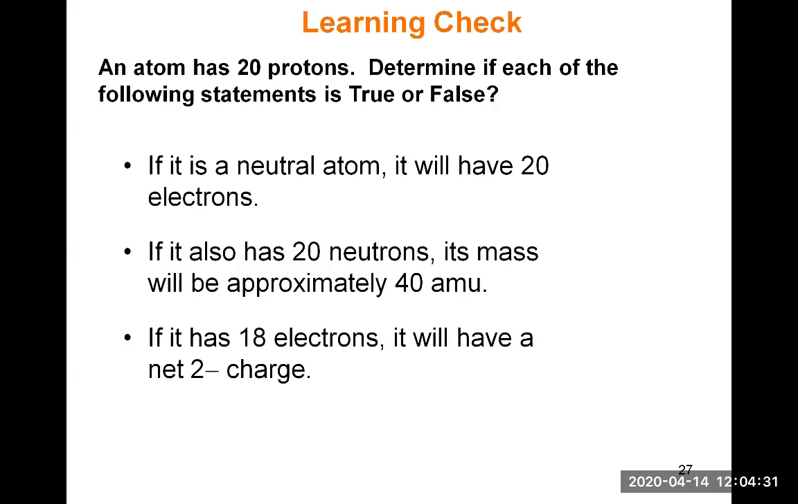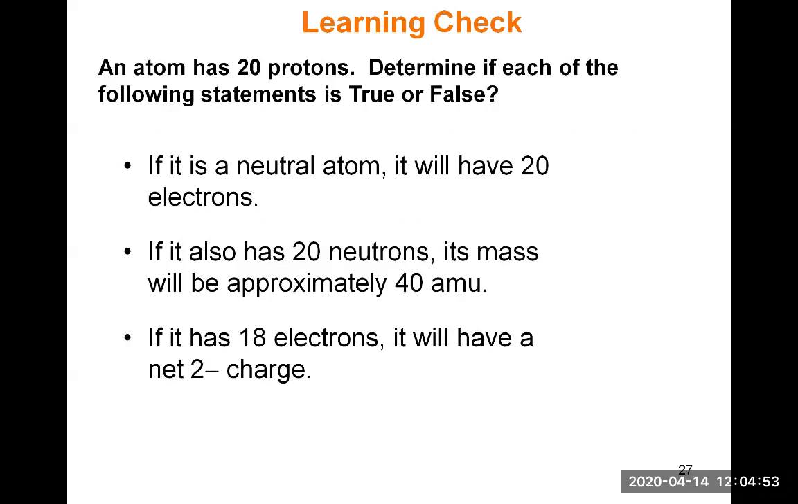Another learning check. An atom has 20 protons. Determine if each of the following statements is true or false. Again, pause the video before watching the answer. So if it is a neutral atom, it will have 20 electrons, sorry.